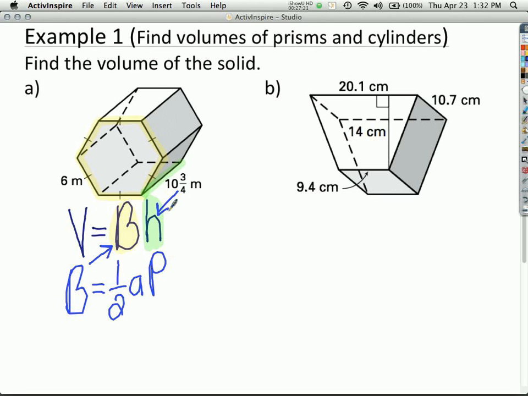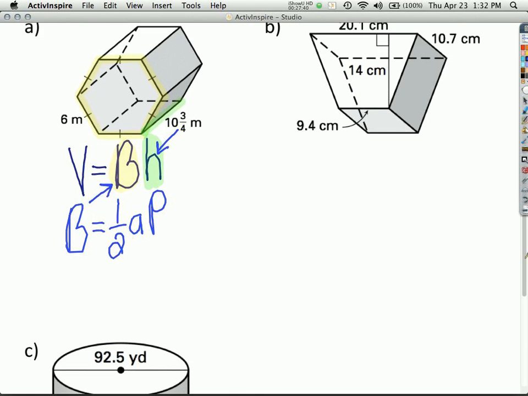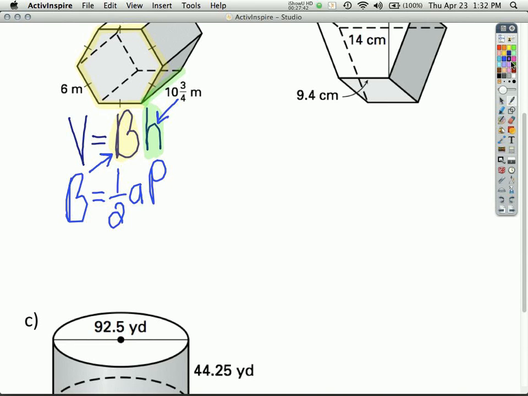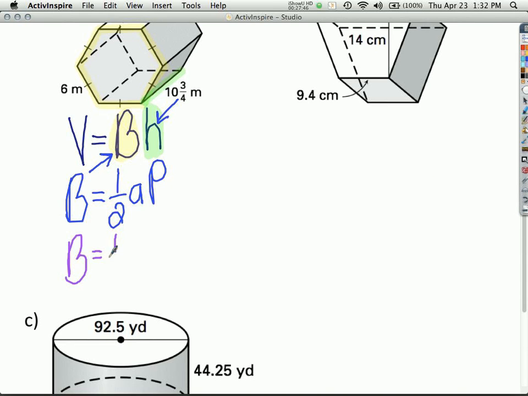But we need to find big B first. Big B needs the apothem and the perimeter. Perimeter is staring us in the face. What's the perimeter? Matthew, what's the perimeter? 36. So we already know that that's 36. So we can plug in, now we're working with this. We now know that B equals half the apothem times 36. But we need the apothem.